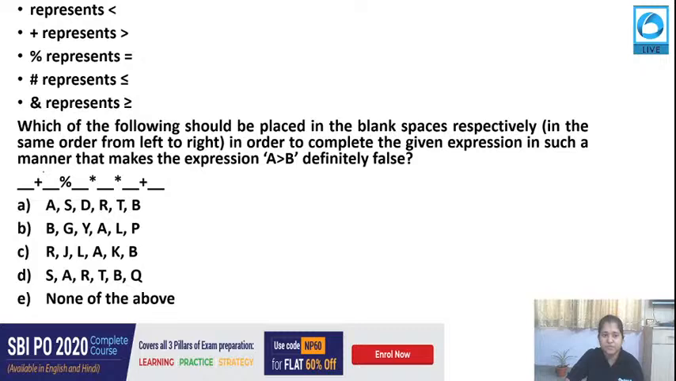So, this plus means greater than, right? This percentage is equal to, this asterisk means, ye aapka asterisk hoga, theek hai? The first one is asterisk. So, asterisk represents less than, this is less than, and again a plus, which is your greater than. So, A, B, E, A.